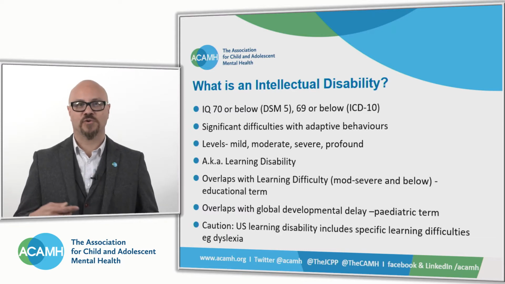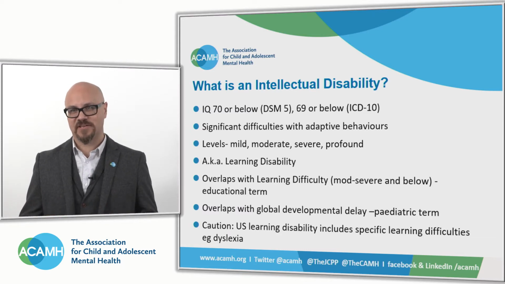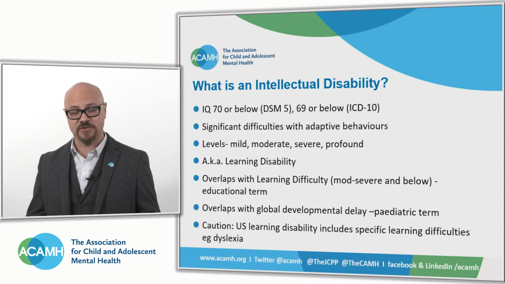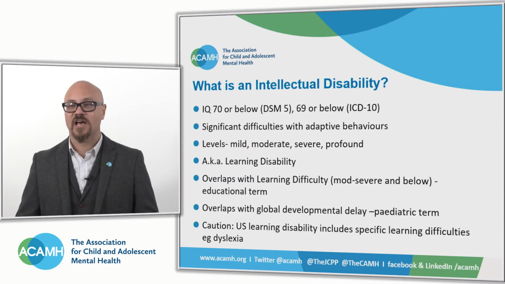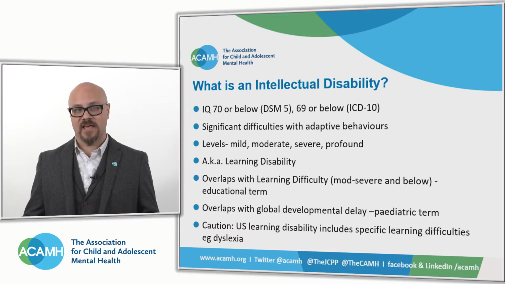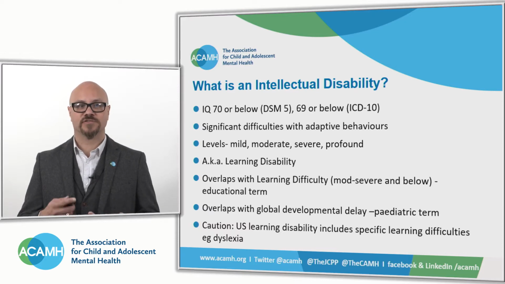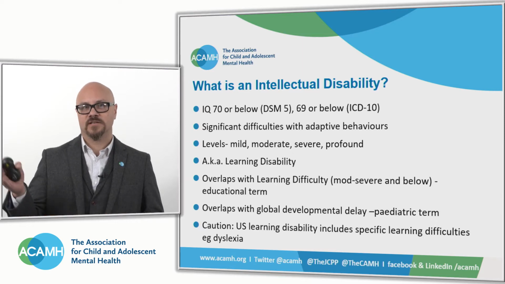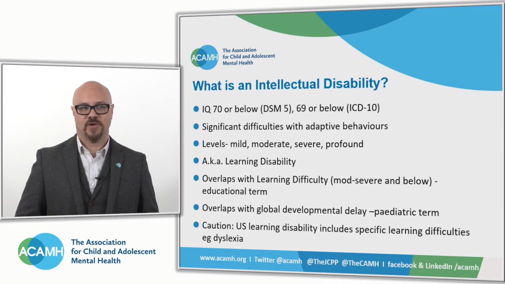Adaptive behaviours are your activities of daily living. So your daily living skills to do with feeding, getting yourself dressed, managing time, coordinating yourself with friends and family, and a whole variety of daily living tasks. There are 4 major levels. These are mild, moderate, severe, and profound. And these all relate to lowering numbers of IQ points.